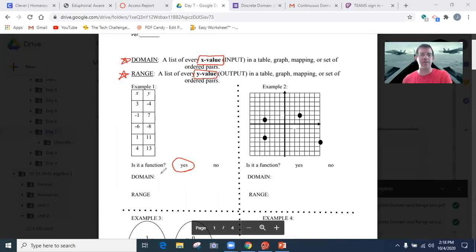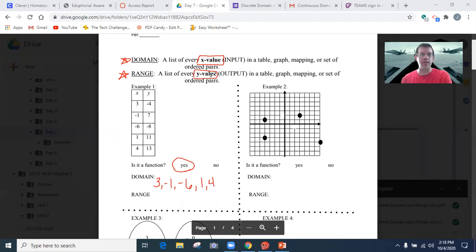All right, so when we start talking about domain, it said domain was the x values. And so what are the x values? 3, -1, -6, 1, and 4. Now, on a test, they would probably list these in numerical order. So it would probably go -6, -1, 1, 3, and 4. But when you're just writing it down for me, you just have to list them all out.